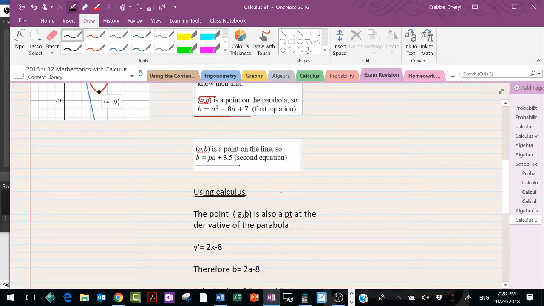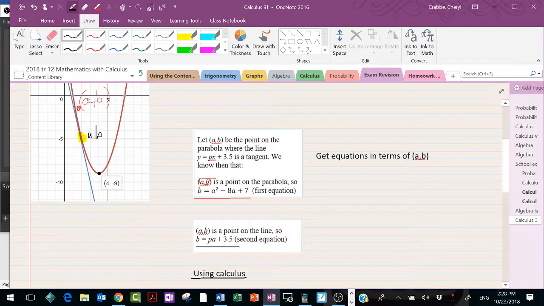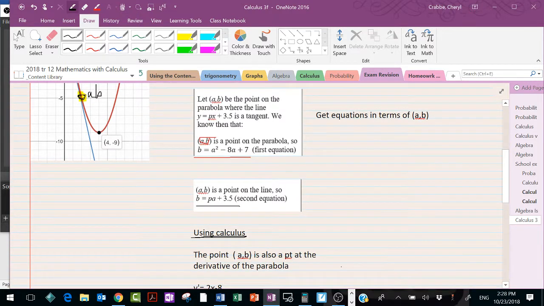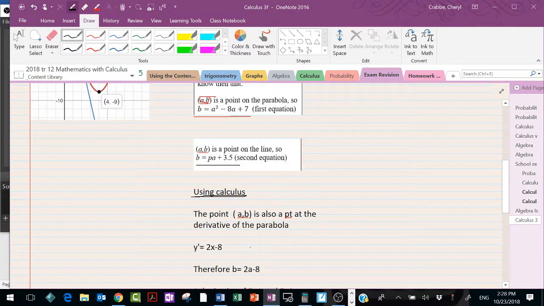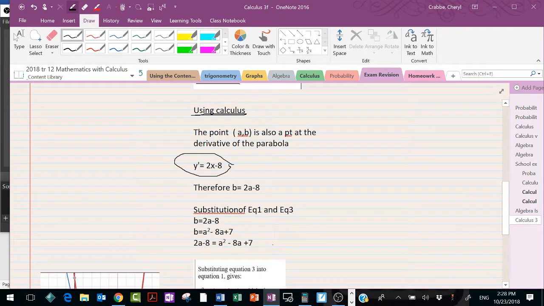Well, we know that the point AB is also a point at the derivative of the parabola, right? Because that's what the tangent does. It tells us what the gradient is. So we've got to do the derivative of the parabola, which is 2x minus 8. And then again, because the a and b is going to be a point on that, we make the equation in terms of a and b. So b is equal to 2a minus 8.